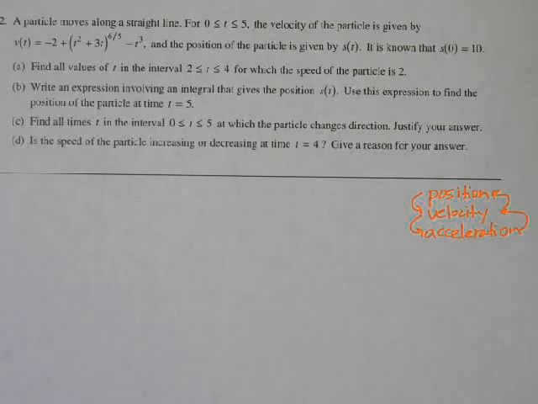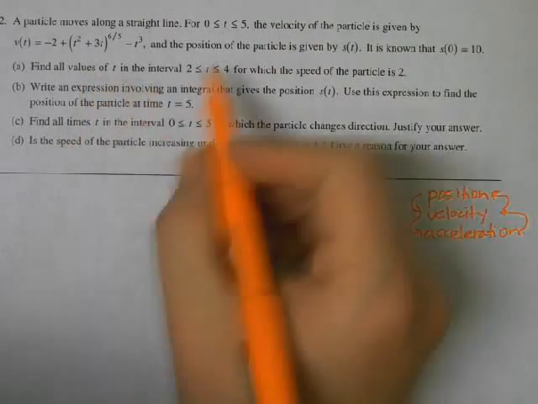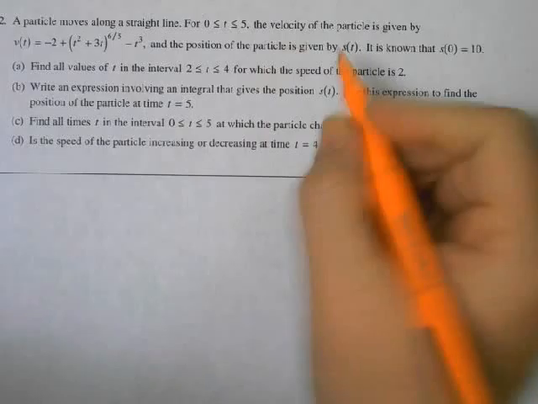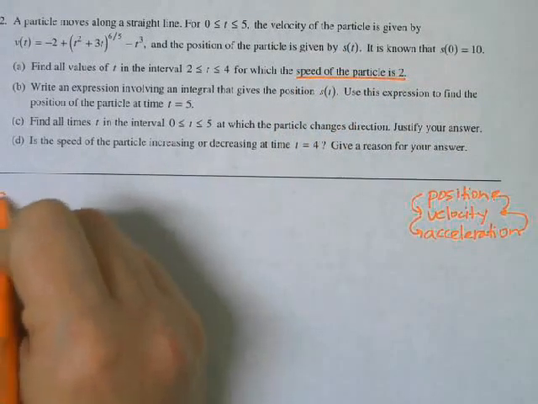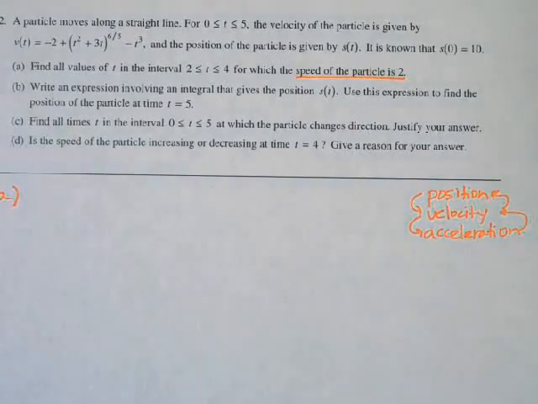And the position of the particle is given by, they're using s of t instead of x of t. And it's known that s of 0 is n. So find all values of t in the interval 2 to 4 for which the speed of the particle is 2. That's the absolute value of velocity. So they want you to figure out when is the absolute value of velocity equal to 2.